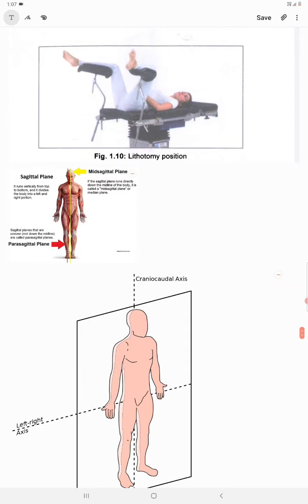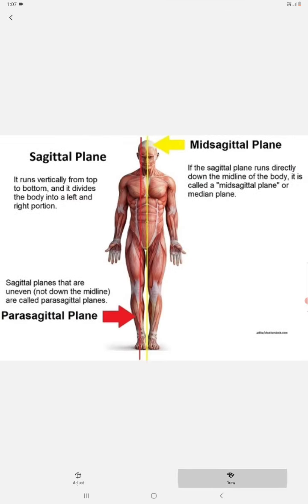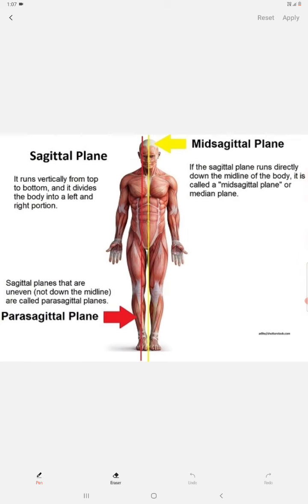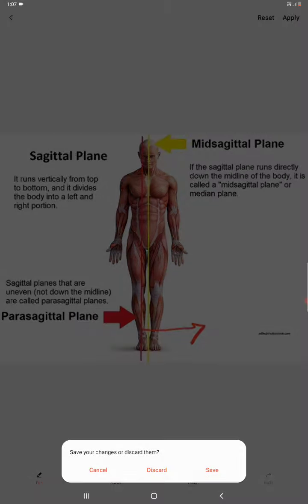Okay, and this is the mid-sagittal plane. We can also see here that the yellow line represents the mid-sagittal plane, and the parasagittal plane means on either side of the mid-sagittal plane we can find the parasagittal plane. Okay, this is all about the planes.